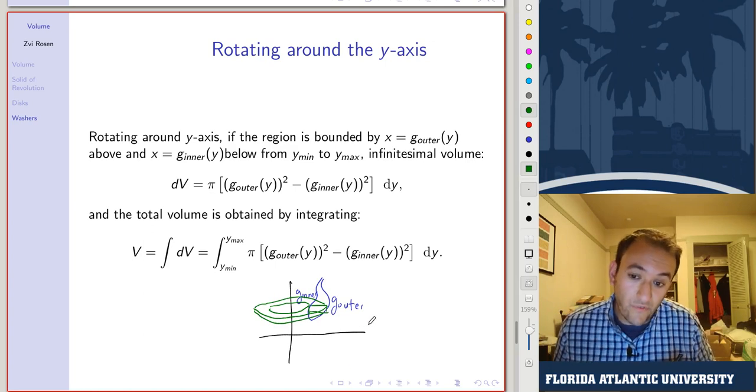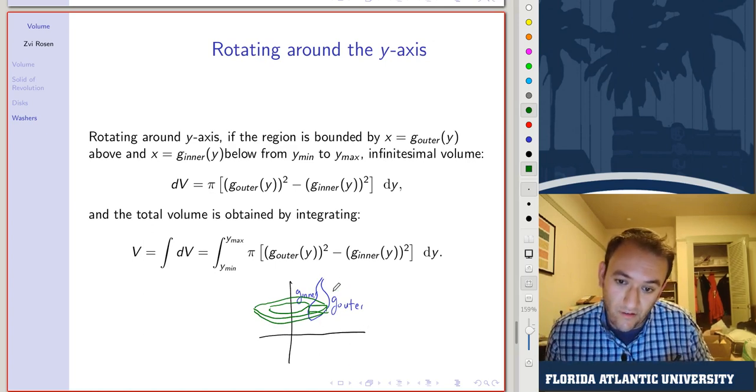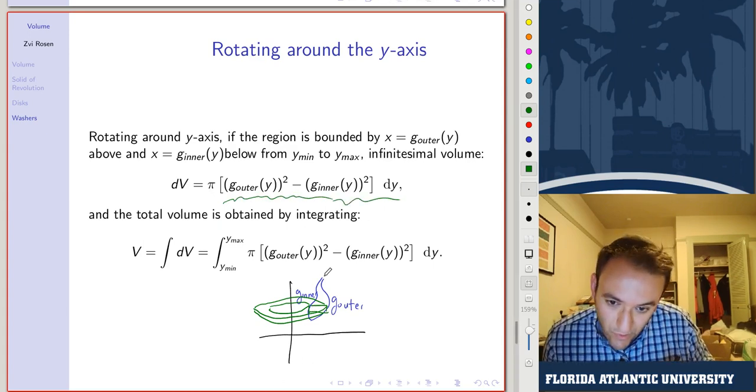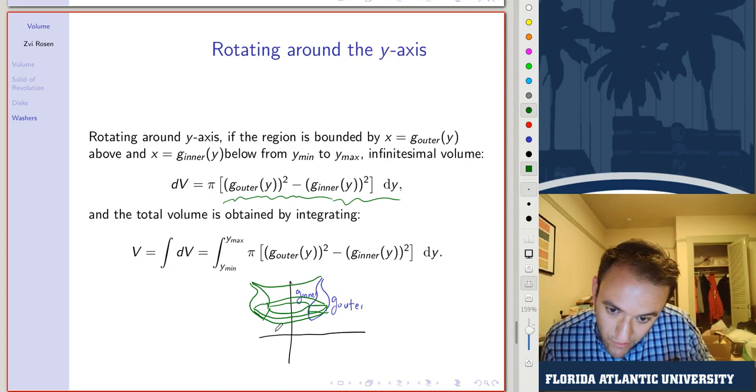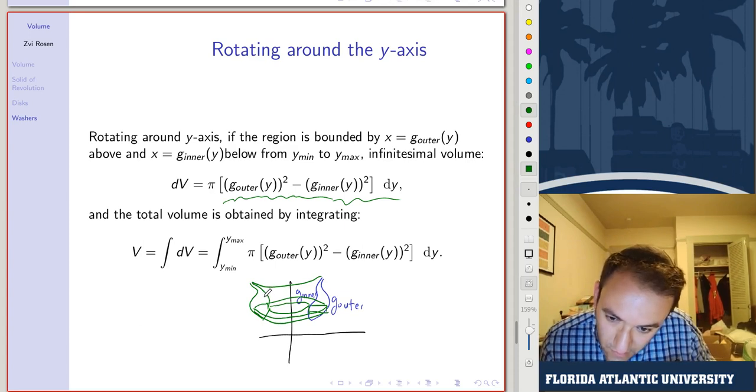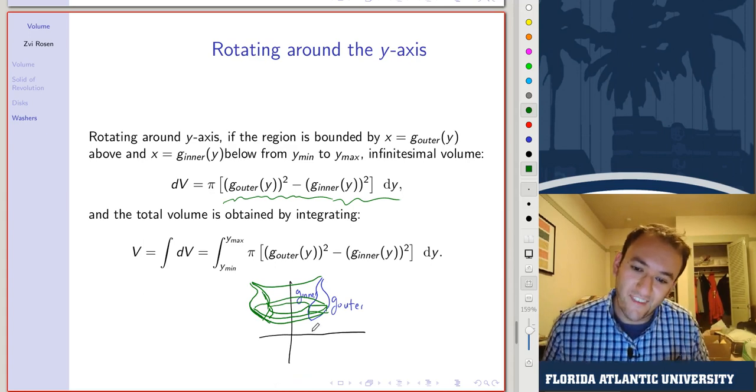Whose infinitesimal volume is given by this formula. And all the way across, if you want to get the volume of the full region, then you use this formula. Although I don't think I appropriately represented this as a reflection, but hopefully you get the idea.